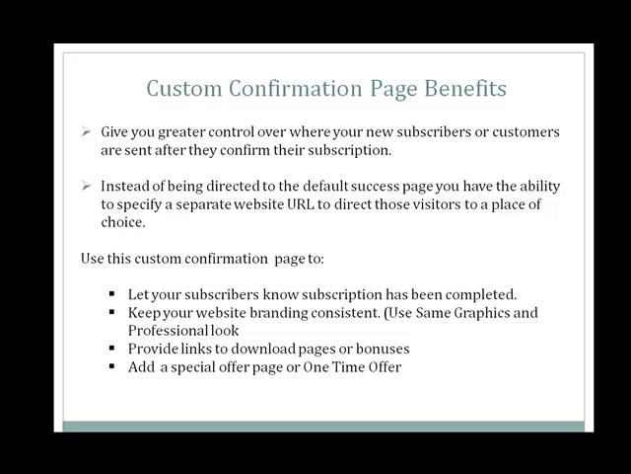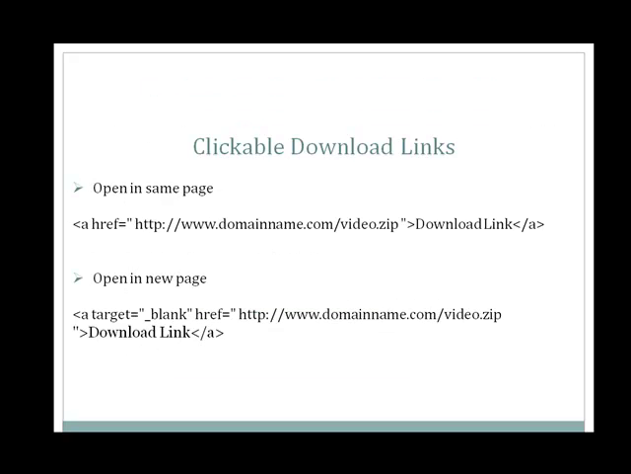Keep your website branding consistent, provide links to download pages or bonuses, and add a special offer page or one-time offer. Again, in this training, we won't cover one-time offers or special offer pages, but we'll mainly cover the process from A to Z, from subscribing or buying to downloading, because that's most important. Clickable download links: you want to make sure that your download pages have clickable links, obviously, because if they're not clickable, your customers aren't going to be able to download their products.